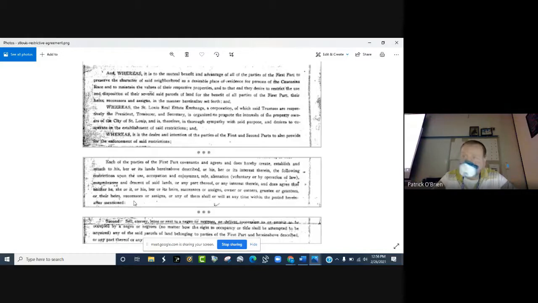So the rest of the document is a restriction, a series of things that you can't do. And if you go down to the last one, it says that the second thing that you won't do is you will not sell, convey, lease, or rent to a Negro or Negroes, or deliver possession to them. It can't be occupied by a Negro or Negroes, no matter how the right of occupancy or title shall be attempted to be acquired.